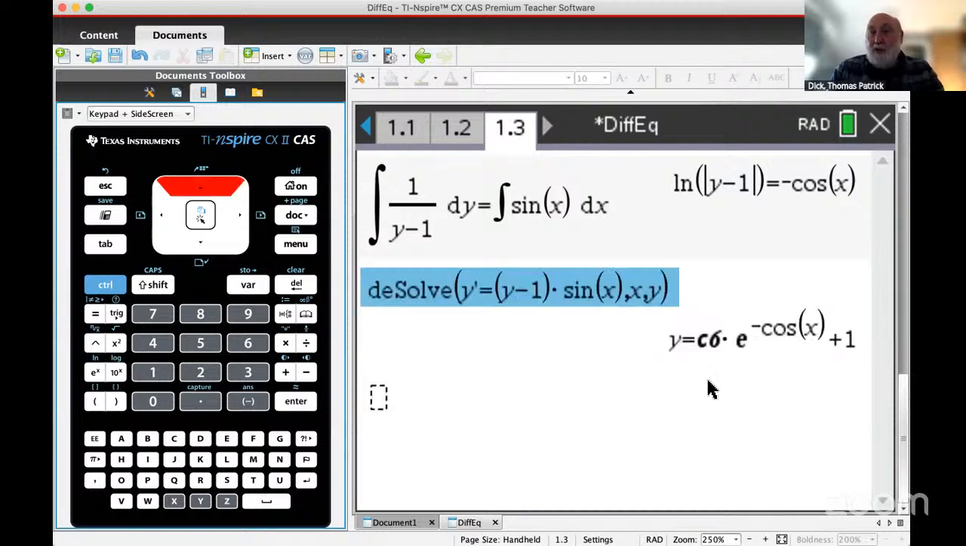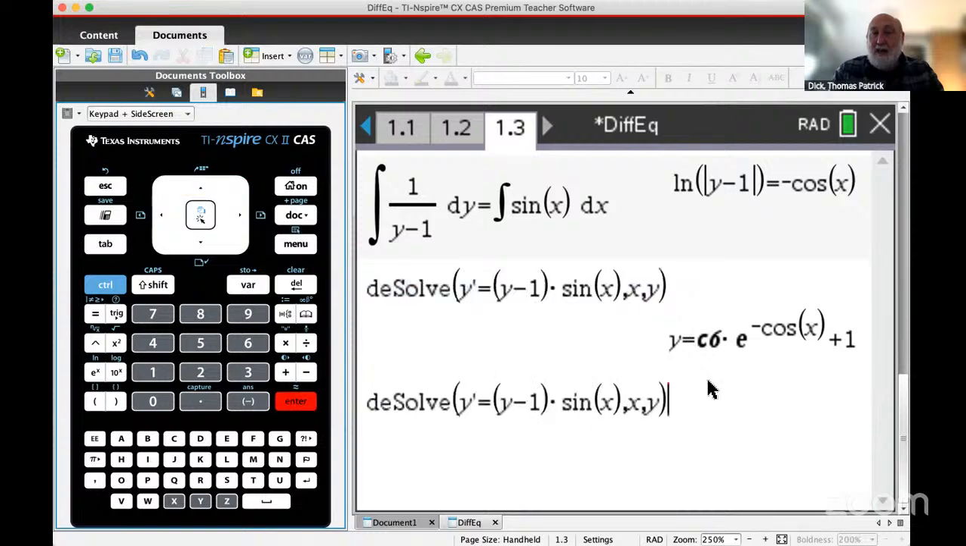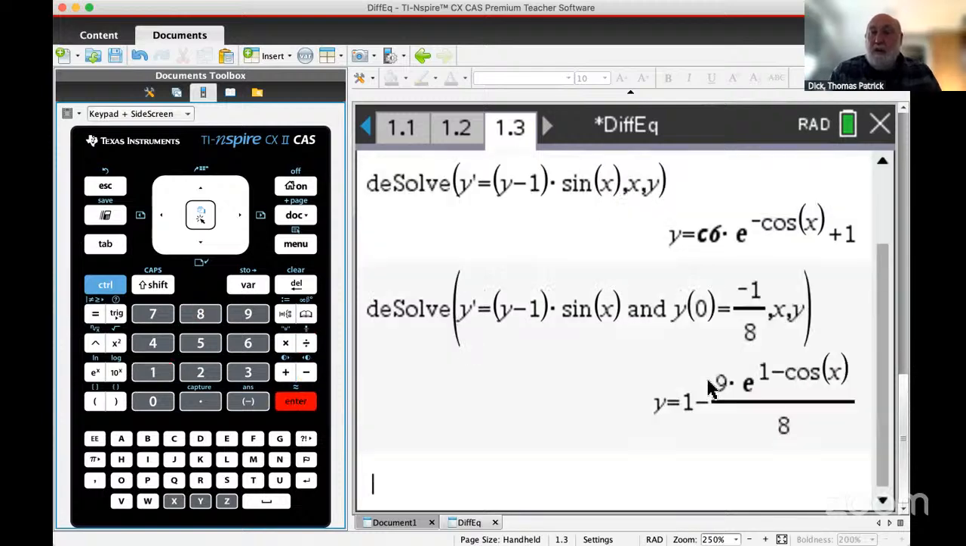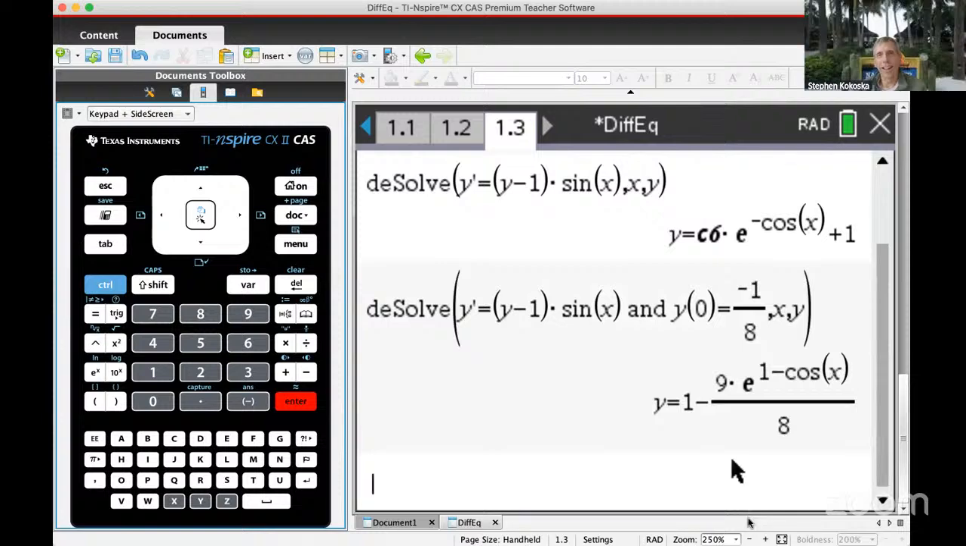Moreover, you can also do these with that initial condition. So I'm just going to copy that down again and make a little bit of an edit. So after my differential equation, y prime equals y minus 1 times sine x, I'm going to type in "and y of 0 equals negative 1/8." Oh, that's cool. There it is. So there's our solution with that initial condition.